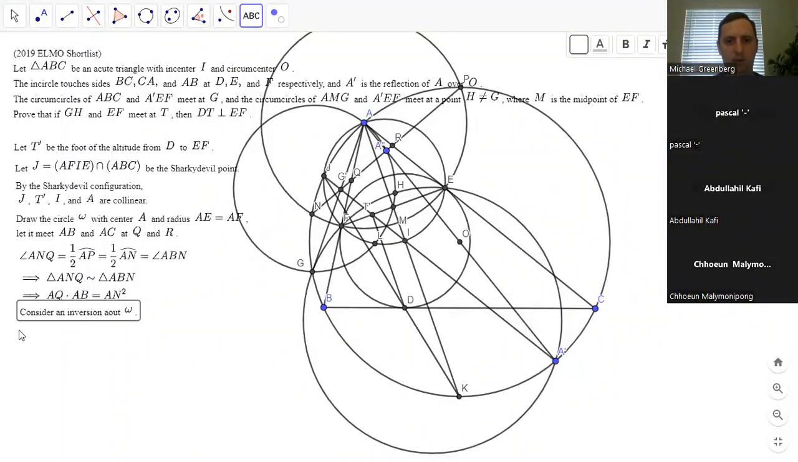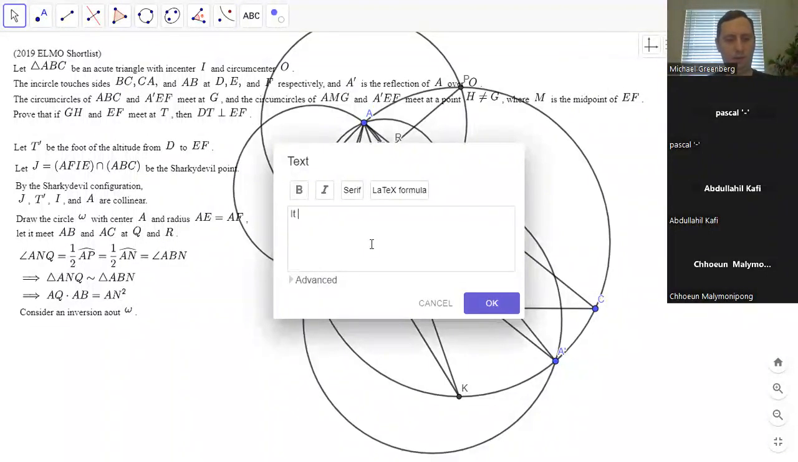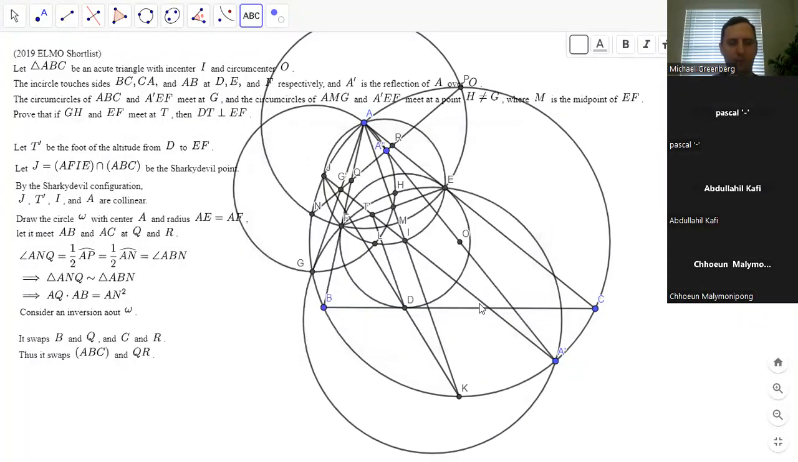So it swaps B and Q and C and R. Thus, it swaps ABC and the line QR. And so it takes G to a point G prime and A to a point A double prime on QR.